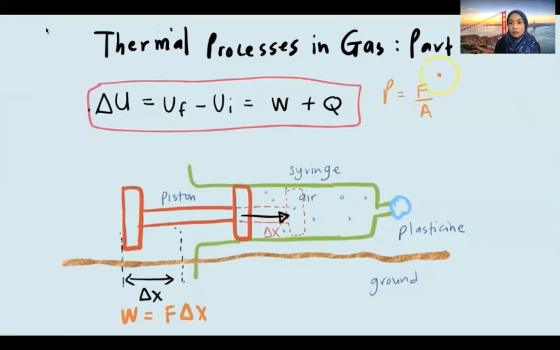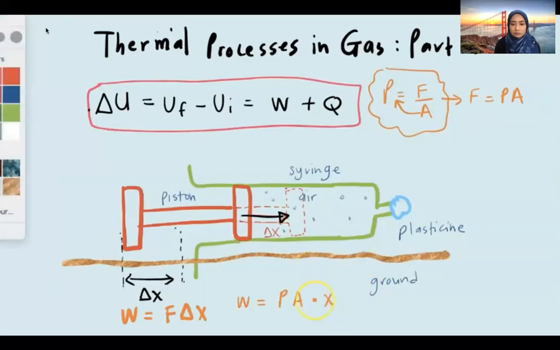Okay, so we have this equation W equals F delta X, but how do we make this more relatable to a gas system? If you can recall from chapter 13, we learned about pressure, and pressure is equal to F over A. So I'm going to substitute this. F is equal to PA. So W is equal to PA delta X, and delta X is just a distance, right? So let's just say this is X. So area times X, what does that give you? Area times X gives me delta V times P. So work done is equal to P delta V.